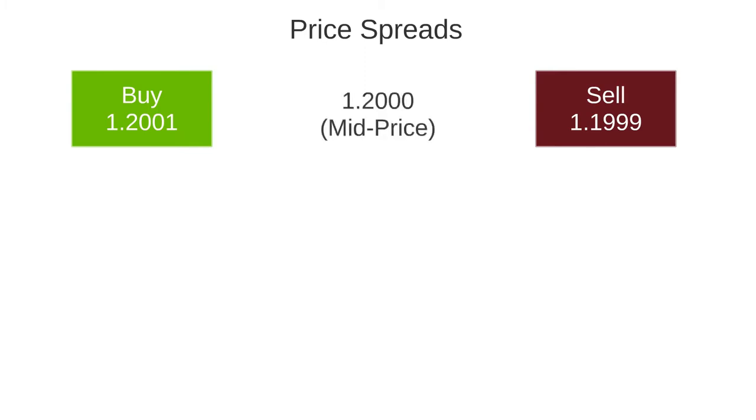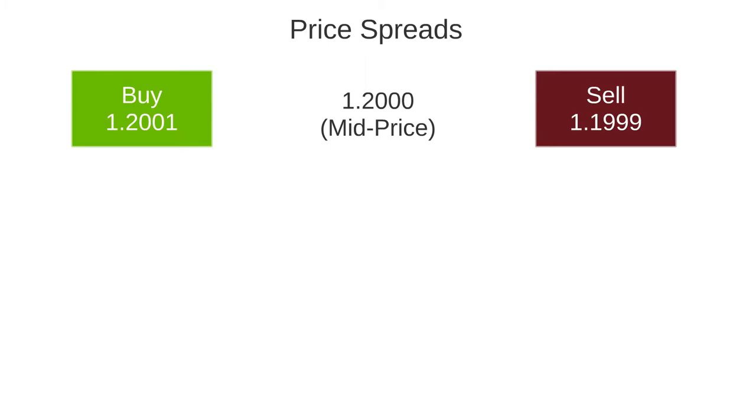The last thing I want to cover in this video is price spreads. When viewing a market on a trading platform, you'll notice that there is a bid and an ask price, or a sell and a buy price. These prices will be slightly different from each other, with the buy price being slightly higher than the sell price. The price in the middle of these two prices is called the mid price, and it's this price that's often quoted on the news channels or articles that you see.